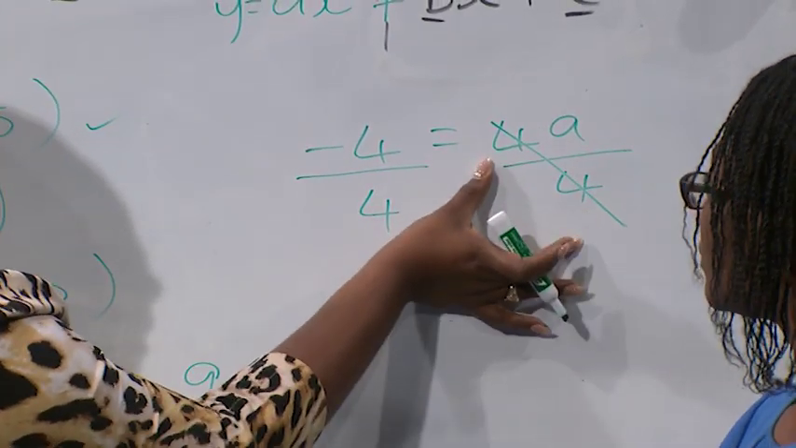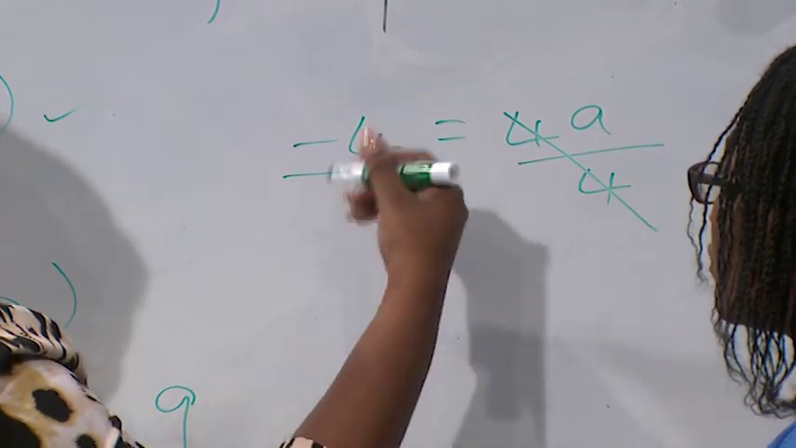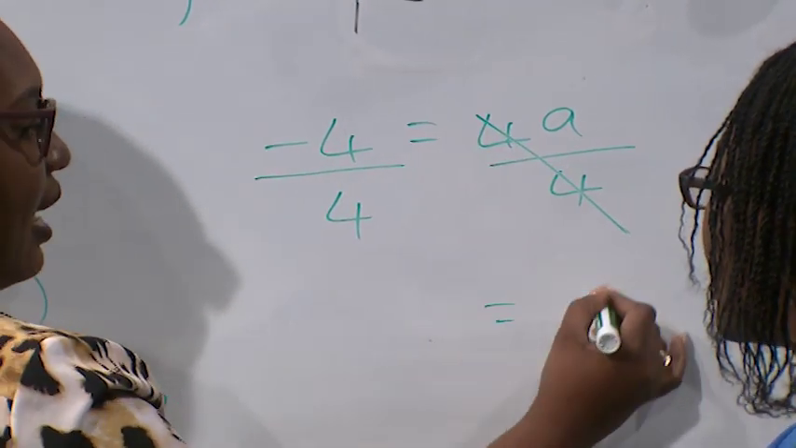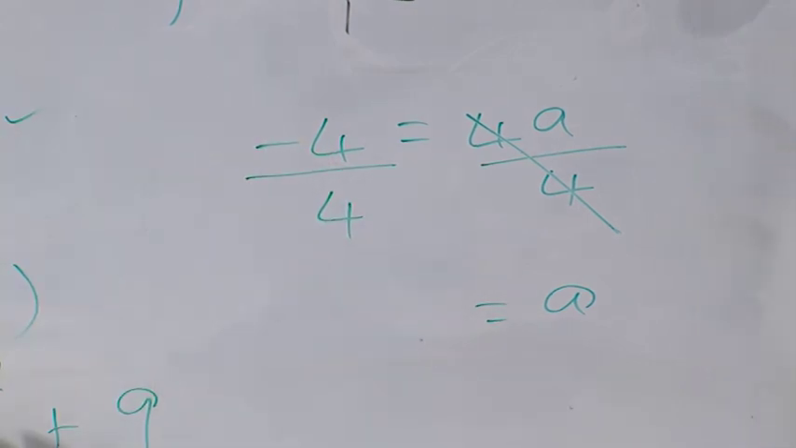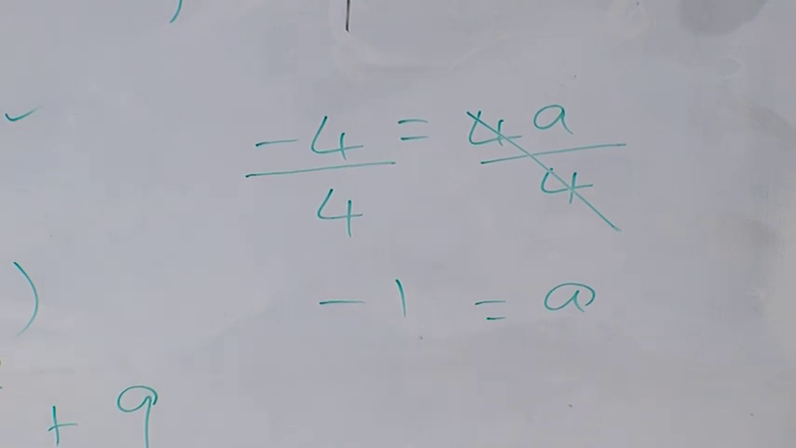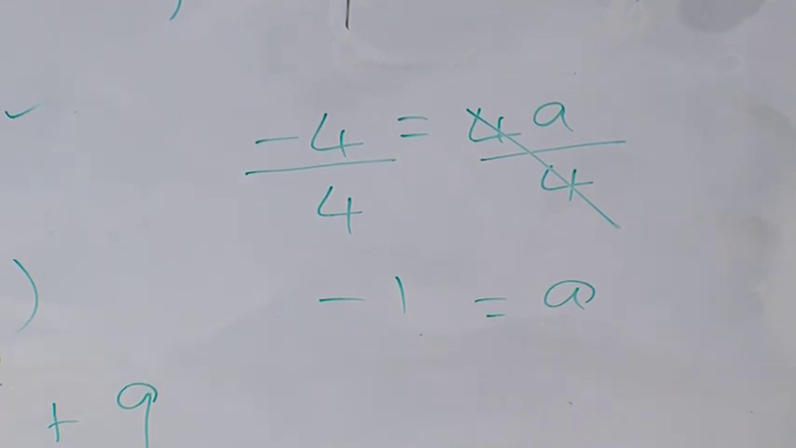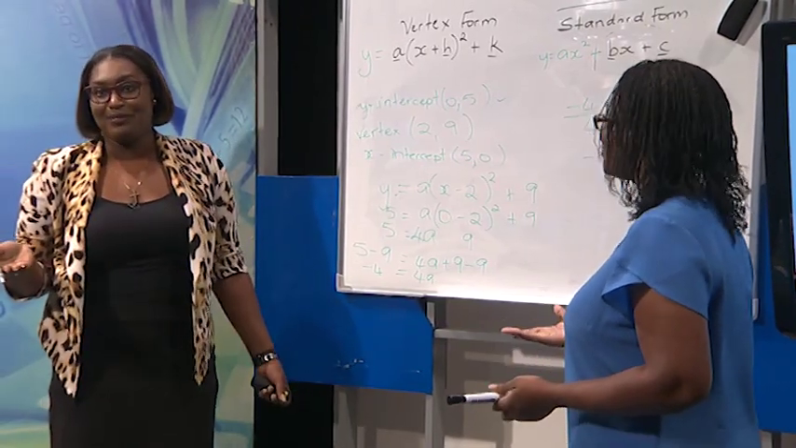Now, the common factor of 4 and 4 is 4. So 4 into itself will give us 1. A times 1 is a. 4 into negative 4 would be? Negative 1. So before we mentioned that we had a very sad graph. That's right. So a is actually negative 1.